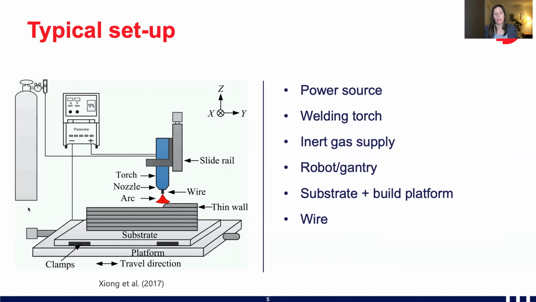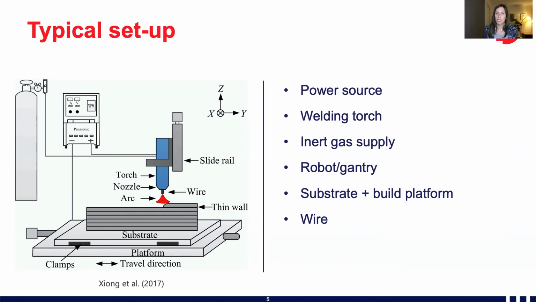We always have an inert gas connected. A shielding gas is most commonly used. It's very economic to use a shielding gas. And if this is the plasma process, we'd also have a plasma gas attached to that as well.